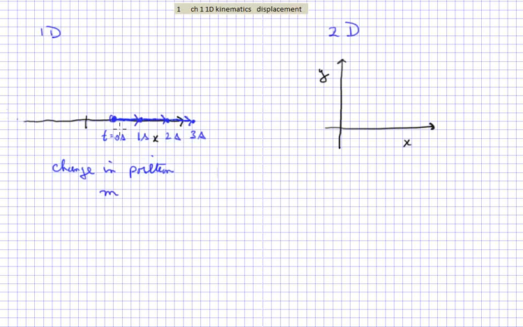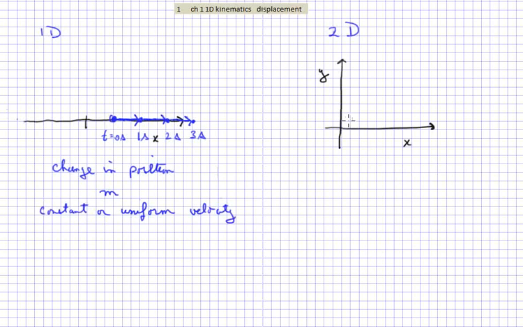Now this particular displacement example, where each 1 second interval has the same displacement both in magnitude and direction, is an example of constant, or if you will, uniform velocity.